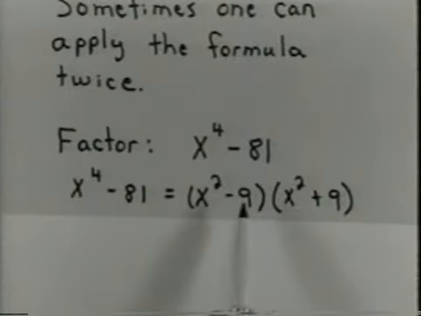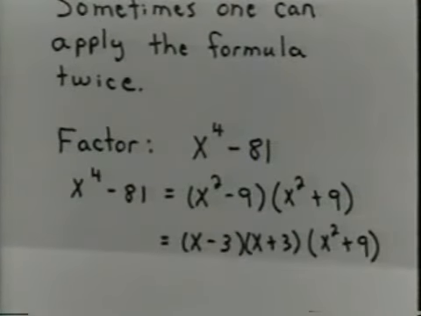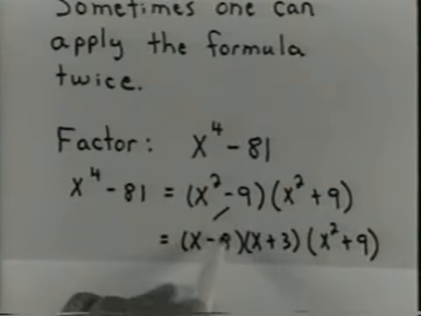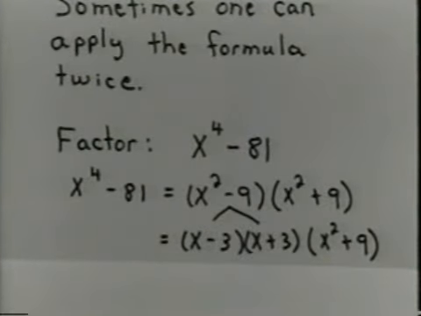X squared minus 9 can be factored again. I can factor x squared minus 9 into x minus 3 times x plus 3. Square root of x squared is x. The square root of 9 is 3.